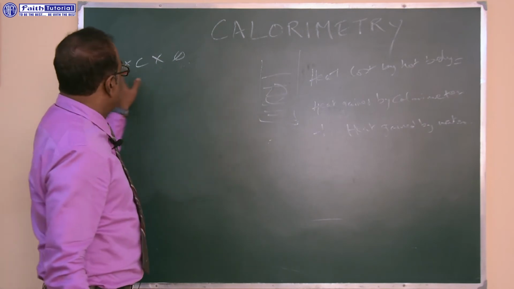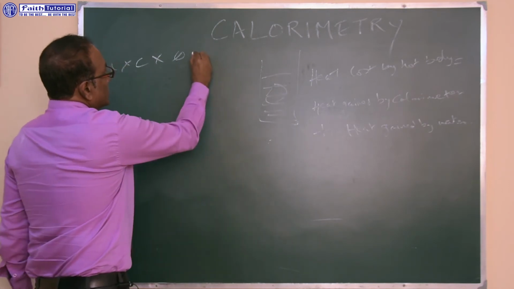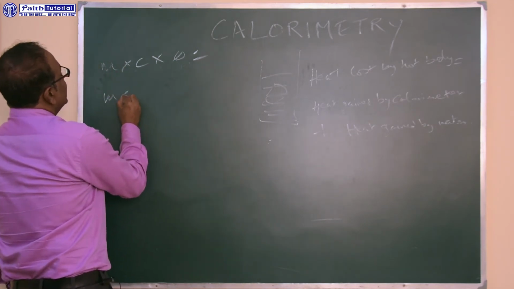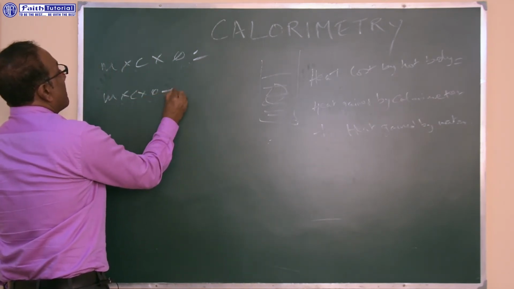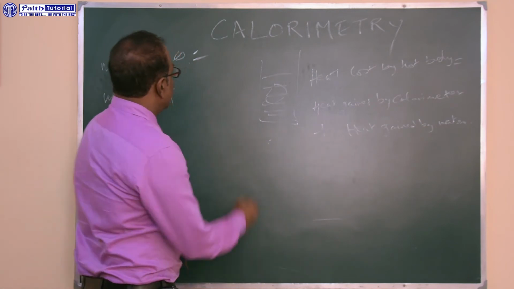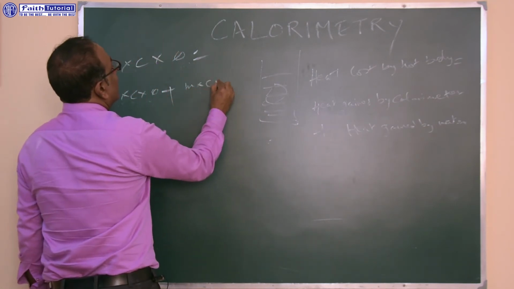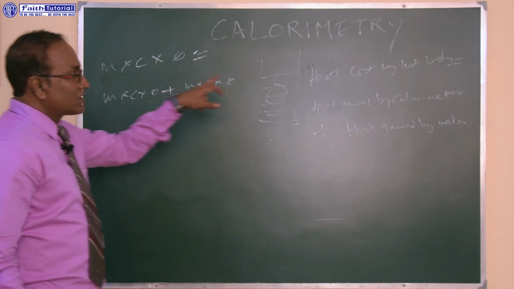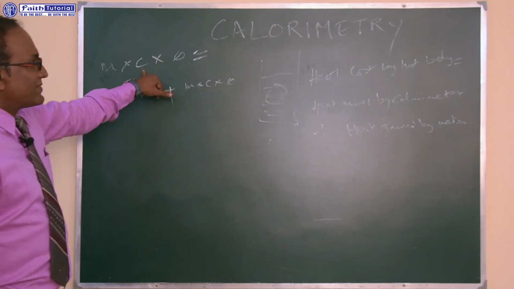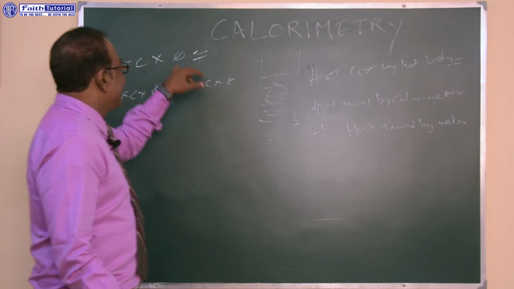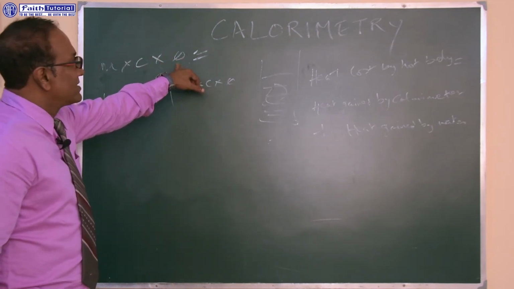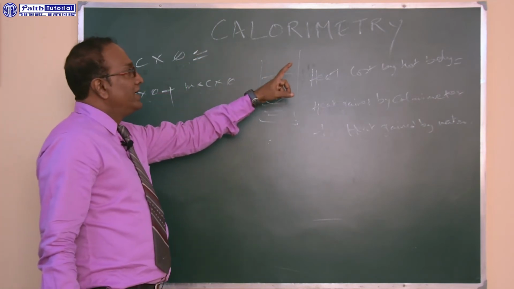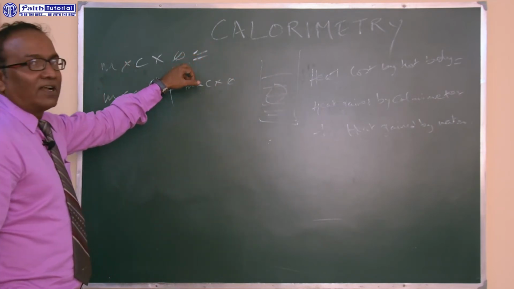So, heat lost by hot body is m into C into theta, which equals heat gained by calorimeter, m into C into theta, plus heat gained by water, again m into C into theta. Now, this m is the mass of the hot body, this C is the specific heat capacity of the hot body, and this theta is the change in temperature. That means initial temperature minus final temperature, since the hot body is losing heat.